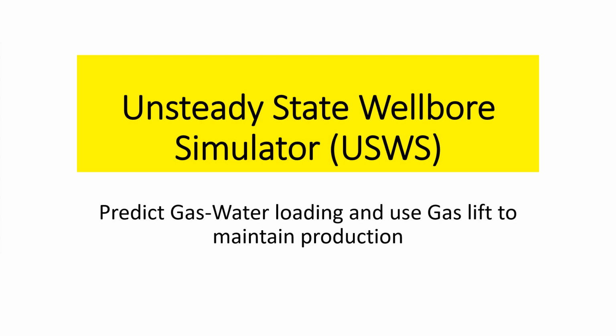In this video, using the unsteady state wellbore simulator, USWS, we're going to predict, for a well producing water, the pressure at which gas water loading occurs, that is, the water is so much that the gas cannot lift the water to the surface and the well will stop flowing, and then use an inner string for gas lifting the water in order to maintain production of the well.